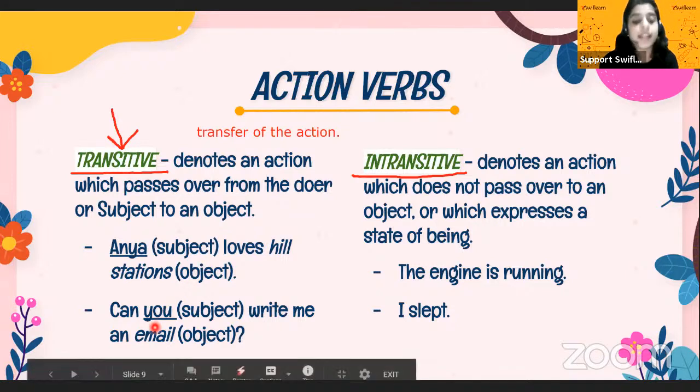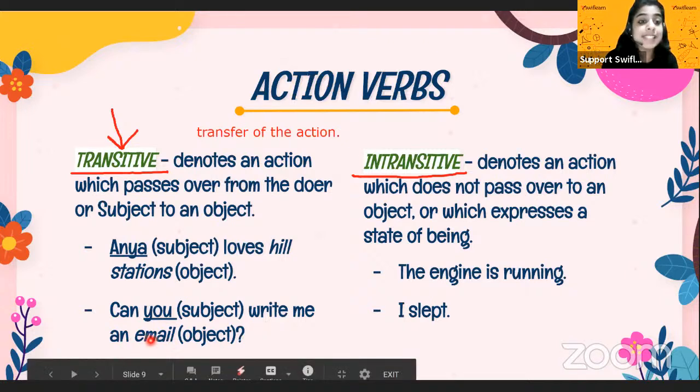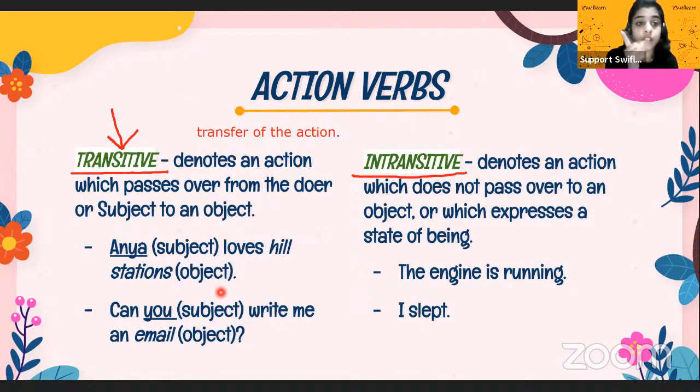Understanding? Now let's take the example of the second one. Can you write me an email? You is the subject here because that person is doing the action. What is that person going to write? Am I getting the answer to what? Think about it. That person is going to write an email. So I am getting the answer to what, and that answer is email. So email is the object, you is the subject. Now the action is being transferred from the doer to the object.